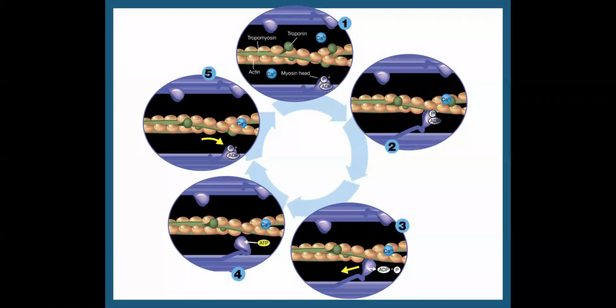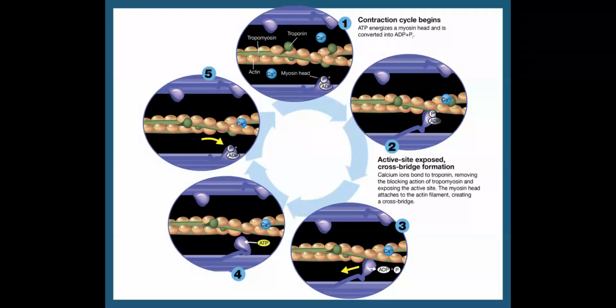So here I'm going to show you 5 steps in a muscle contraction. It forms a cycle. So in step 1, you have the beginning of the contraction cycle. ATP energizes a myosin head, and it's converted into ADP.